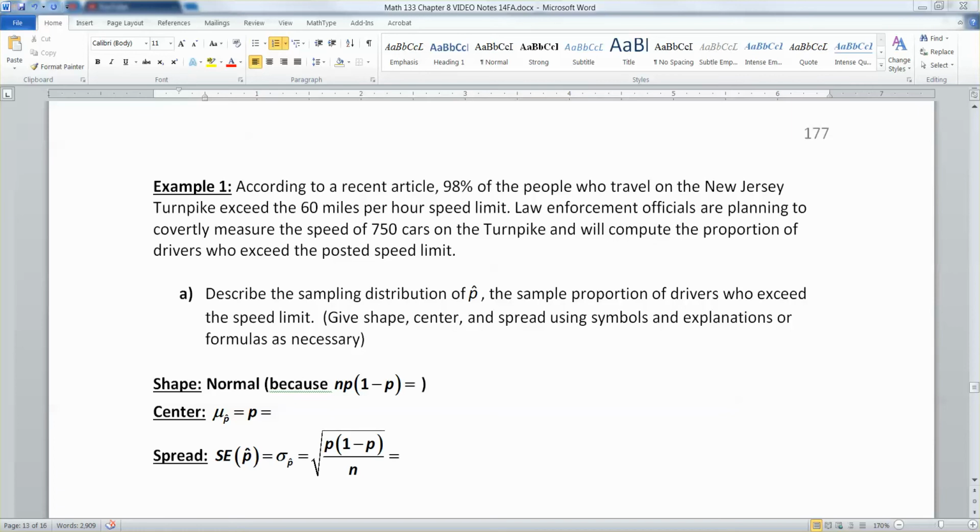Now, hopefully you know what the word covertly means. That means that they're going to do it in secret. So they're going to hide behind some shrubs and they're going to zap people with a radar gun and see if they're speeding or not. At least that's the theory.